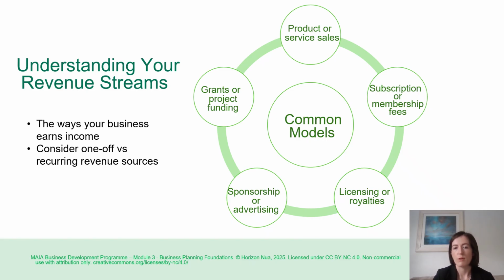When identifying your revenue streams, think about which ones fit your mission and capabilities, which are once-off versus recurring, the mix you need for financial stability, and how each revenue stream connects to your customer segments. Ultimately, you're aiming for a balanced portfolio that provides both immediate income and predictable long-term revenue.